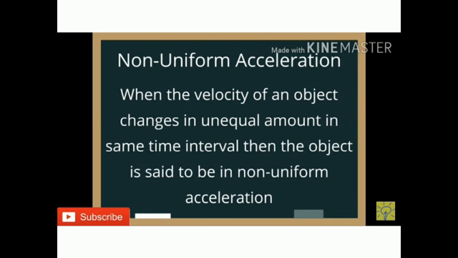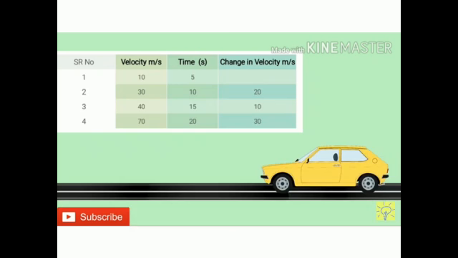Next type is non-uniform. Non-uniform acceleration is that type of acceleration in which an object's velocity changes in unequal amount or in unequal intervals of time as well. We have the same table in which we have different velocity. Now for example, a car is moving at 10 velocity, time is 5 seconds. Next time it increases its velocity to 30, time is 10. Then it increases velocity to 40 again and time is 15. So this fluctuation in velocity is known as non-uniform acceleration.